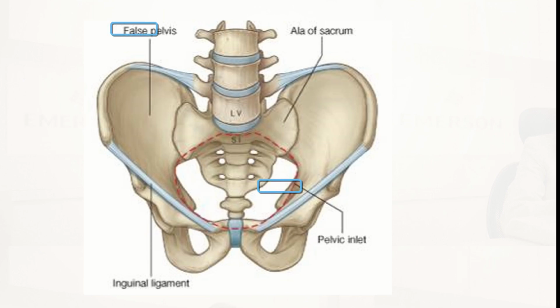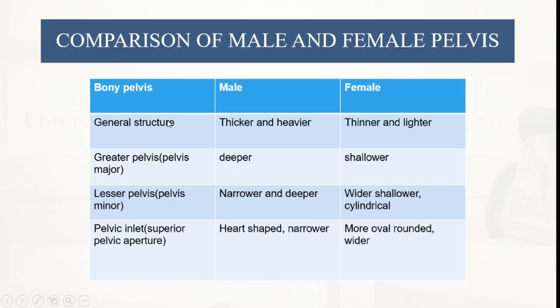Okay, so this is the pelvic brim we're talking about, as highlighted by the red lines. Above that is the false pelvis, and below is the true pelvis. So the false pelvis is above the lines. Then you also have to compare the male and the female pelvis.